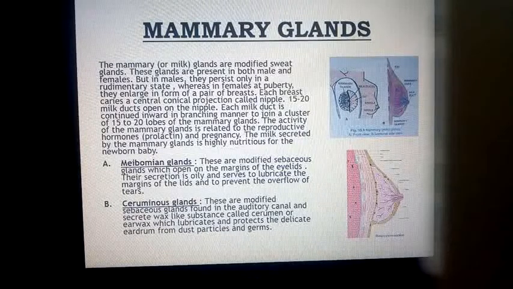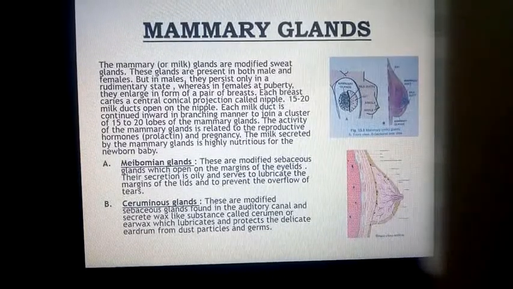Now, ceruminous glands. These are modified sebaceous glands found in the auditory canal and secrete a wax-like substance called cerumen or earwax, which lubricates and protects the delicate eardrum from dust particles and germs. You might have seen, in the inner ear or in the middle ear, you will find this wax collection. Is it not? And that wax collection, you will go to an ENT specialist and get removed if it becomes more. That earwax is nothing but ceruminous glands.